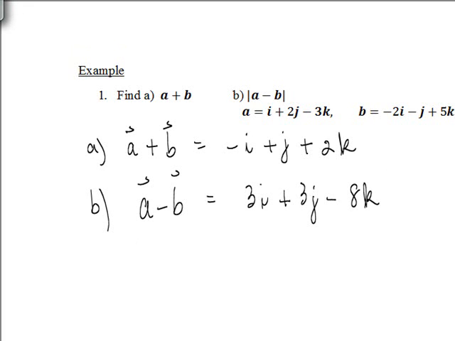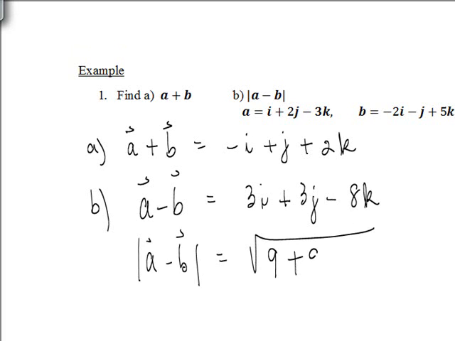Let's find the length. So the length of A minus B is equal to the square root of 9 plus 9 plus 64, and that is equal to the square root of 82. Nice. Any questions?